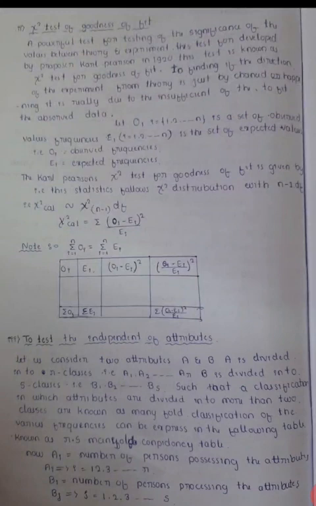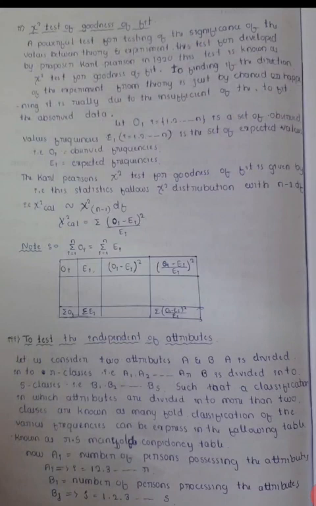Karl Pearson's chi-square test for goodness of fit is given by a statistic that follows the chi-square distribution with n minus 1 degrees of freedom. Therefore, chi-square calculated value follows chi-square with n minus 1 degrees of freedom, that is chi-square calculated value is equal to summation Oi minus Ei whole squared by Ei, i is equal to 1 to n.